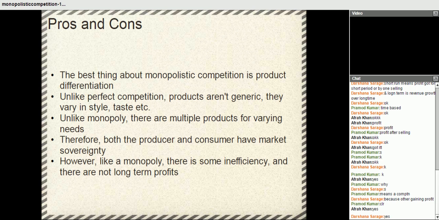However, like a monopoly, there is some inefficiency and there are not long-term profits. So the examples for monopolistic competition are many.